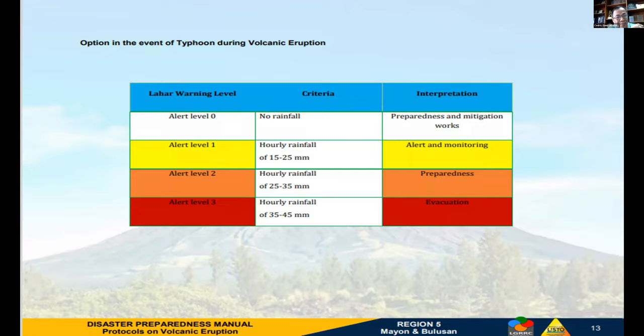So marami tayong, ibig sabihin, itong manual na ito, hindi pa ito yung sasabihin ng lahat ng kailangan natin. Kailangan pa natin dagdagan ng analysis and interpretation ng data based sa experiences natin para yung decision making natin ay sharp. And then, hindi tayo magkakamali, we will be able to attain the zero casualty.